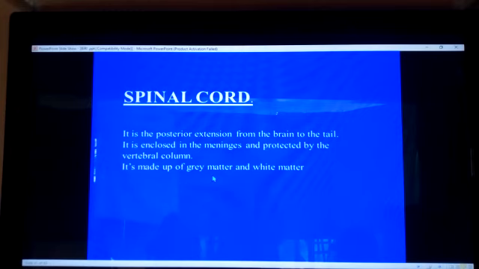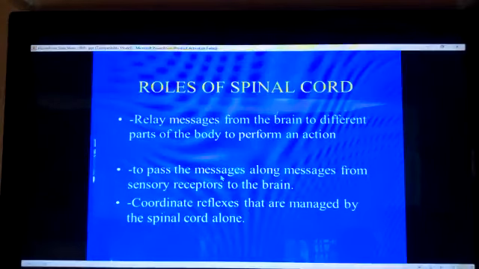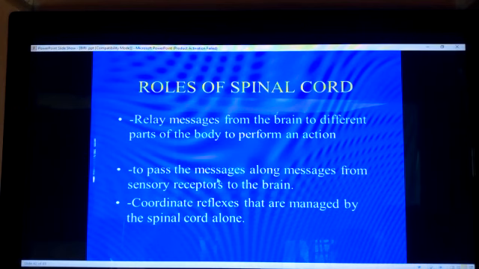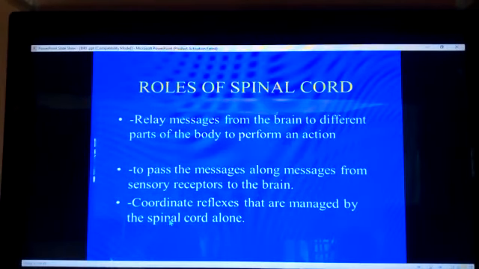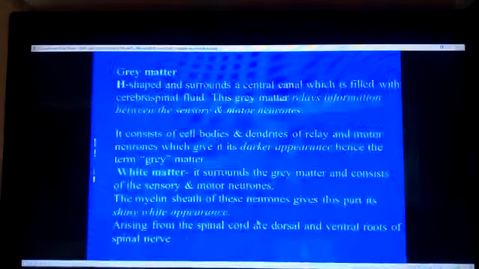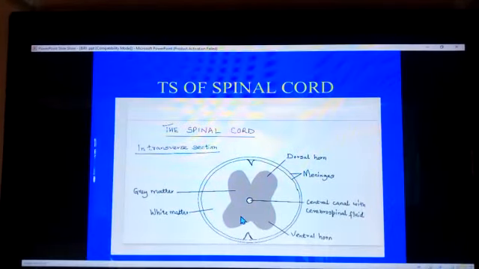It is made up of two major parts, that is the gray matter and the white matter. You can pause and look at the roles of the spinal cord. Majorly, the main function of the spinal cord is to coordinate reflexes that are managed by the spinal cord. These are the reflexes that we commonly refer to as the simple reflex. So let's look at the structure.